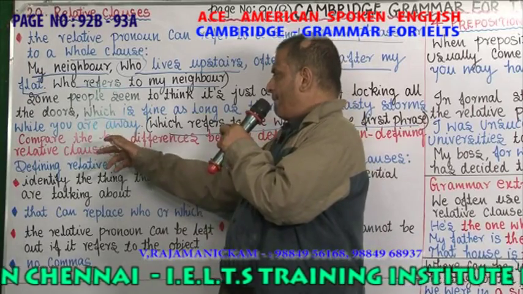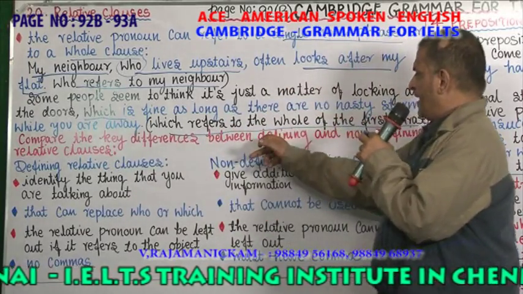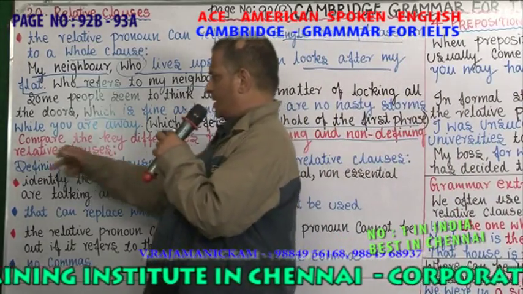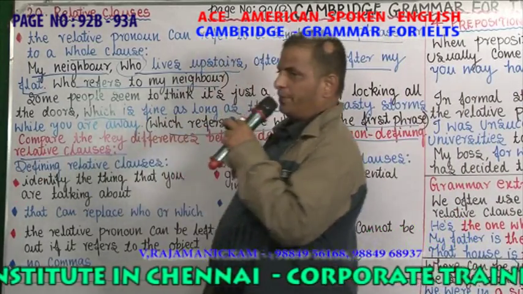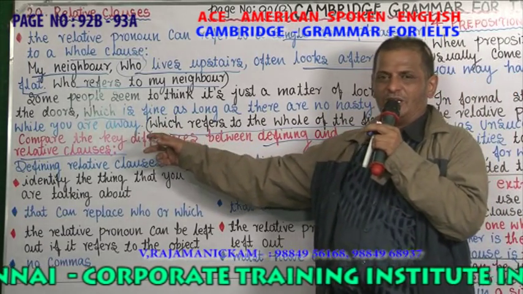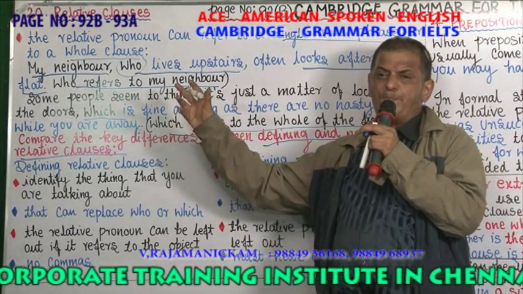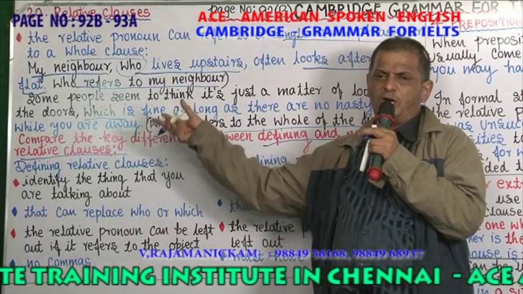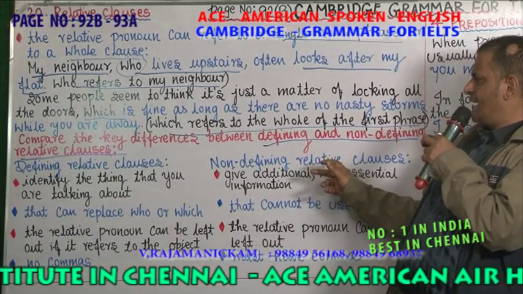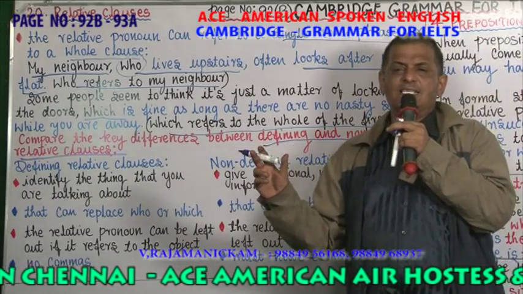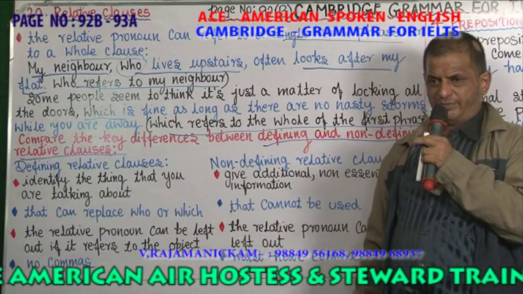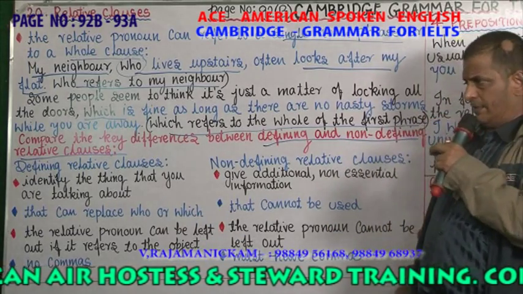So here, compare the key differences between defining and non-defining relative clauses. What do you mean by defining and non-defining relative clause? A defining relative clause tells the important information about the noun. A non-defining relative clause tells non-essential, extra information, which is not that important.